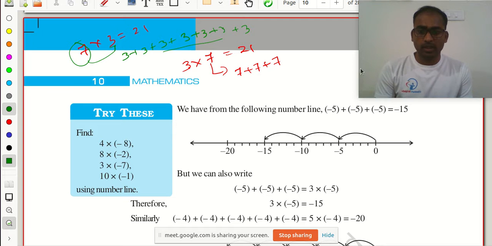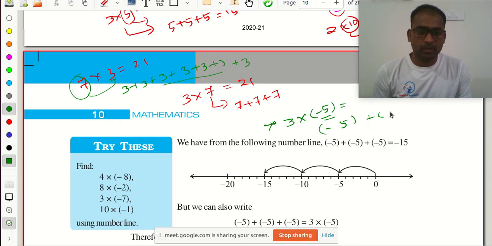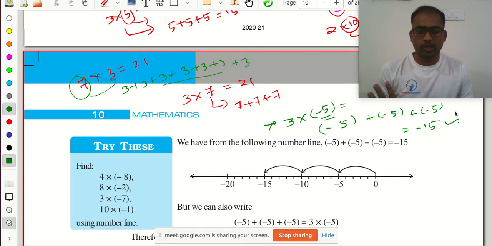Okay. So now we will see it on our number line also. Here 3 multiplied with minus 5 is nothing but what? I need to add minus 5 three times. So minus 5 plus minus 5 plus minus 5. That is what we need to do. So I am getting minus 15.